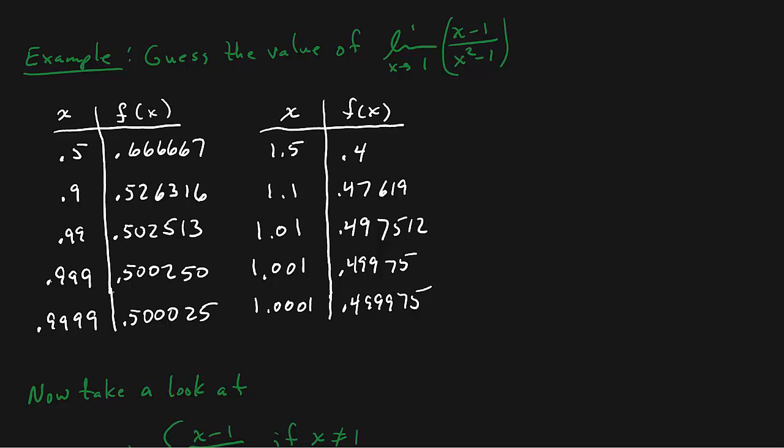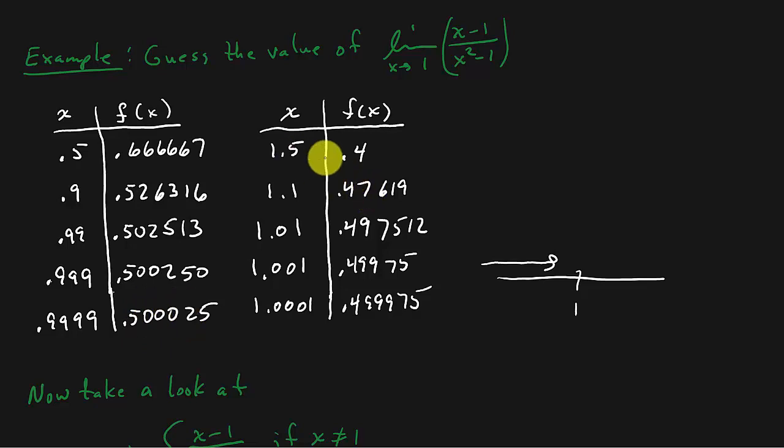So for this problem, you can see that x is getting closer and closer to 1 from this left-hand side over here. We're coming in from the left, and you can see what the y values are doing. It looks like the y values of this function are approaching 0.5.